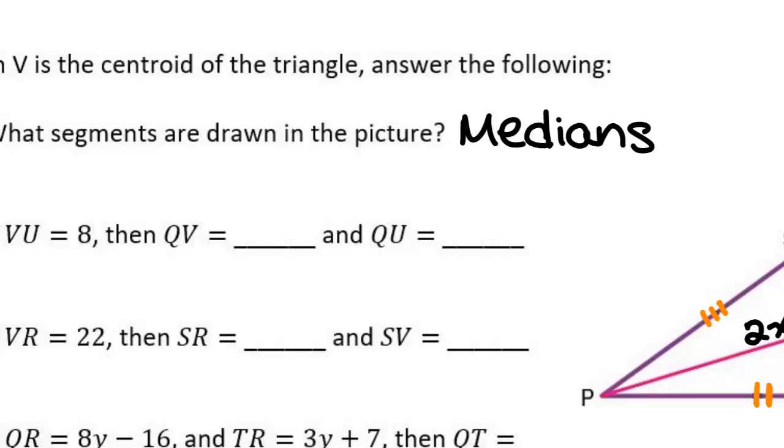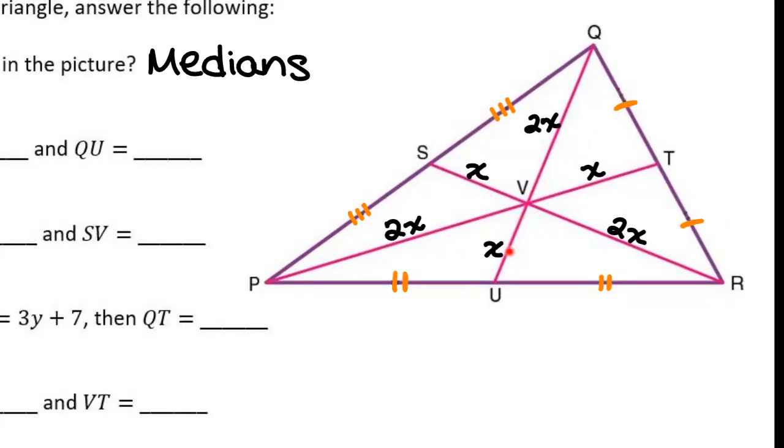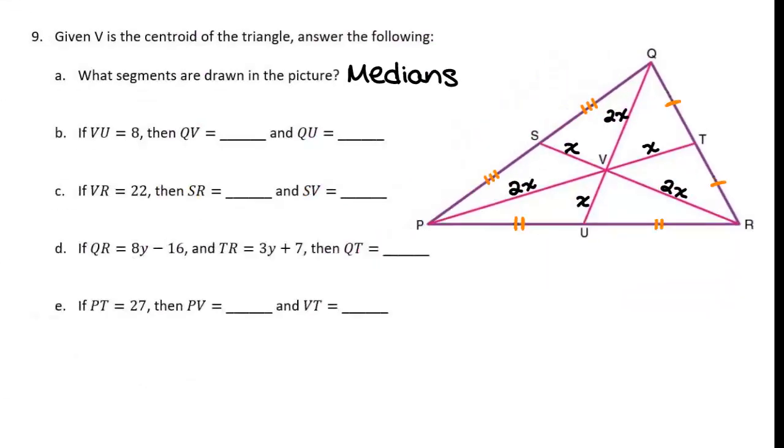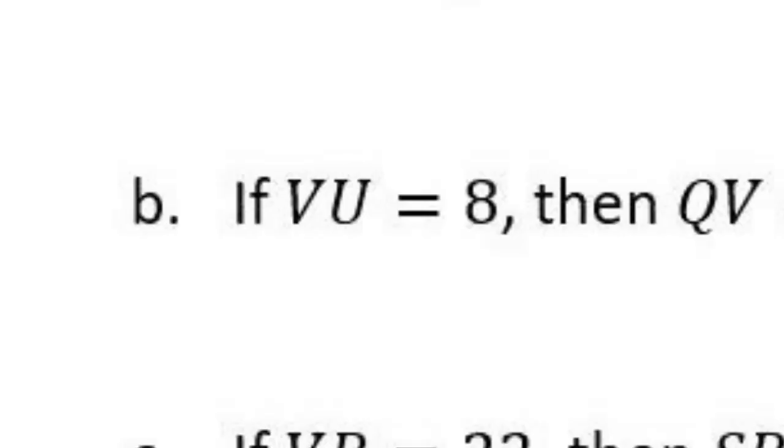Part B, if VU equals 8, then QV equals and QU equals. Let's go look at VU. Here's VU. Is that an X, a 2X, or a 3X? X. So that means that X is equal to 8.